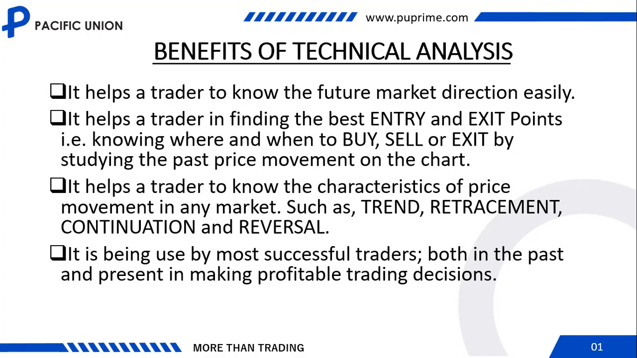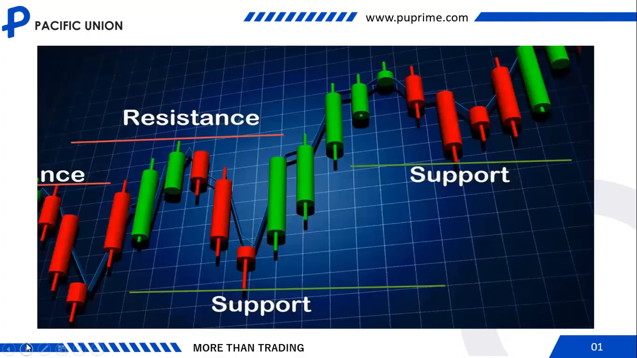And so this is actually what technical analysis helps you to do: to know when to enter at the right time, to know when to exit the market, where to buy, where to sell, and to have an idea of the past price. Because one thing with price is that history will always repeat itself. It helps you to identify trends, retracement, continuation, and reversal. Basically, that was what you were taught last time we were here.